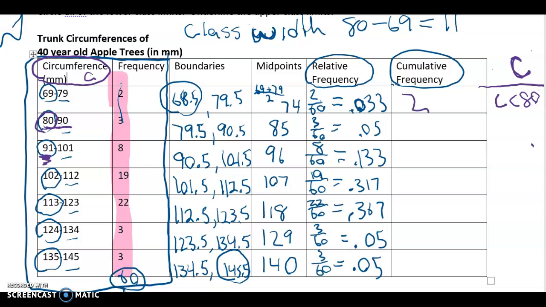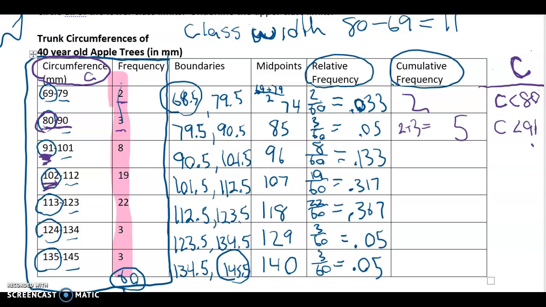The next class is all numbers C that happen before class 3 starts at 91. So C is less than 91. So I'm going to add up 2 plus 3. 2 plus 3 equals 5. So the cumulative frequency would be 5 numbers are less than 91.